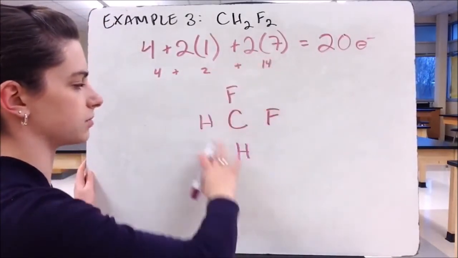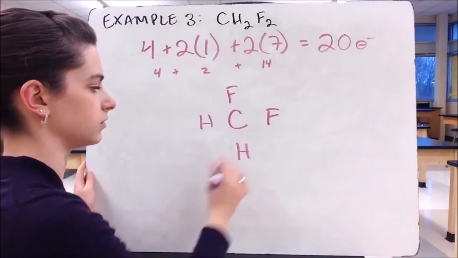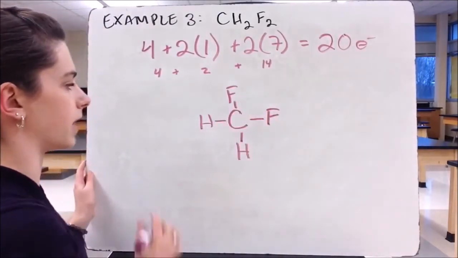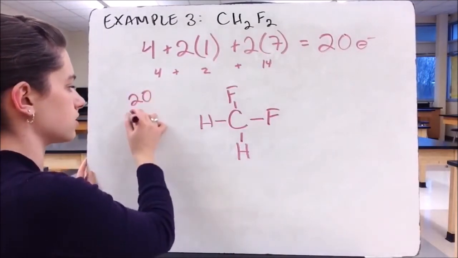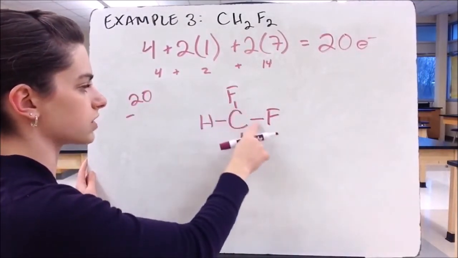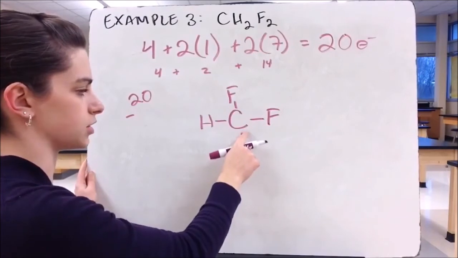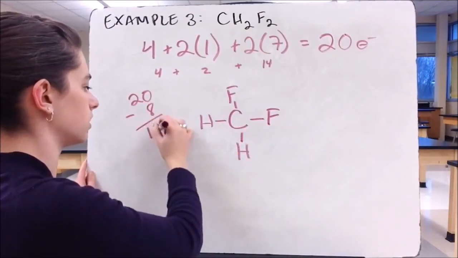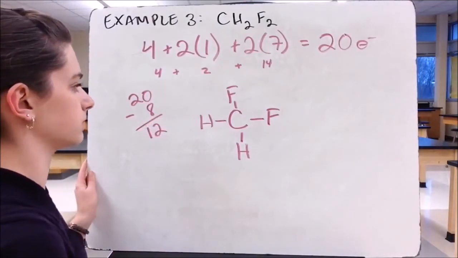So now that I've arranged my terminal atoms around my central atom, I'm going to draw my bonds. So now I have single bonds. So I started with 20 electrons. I've used 2, 4, 6, 8 of them because each bond has 2 electrons. So I subtract 8 from my total, and I'm left with 12.